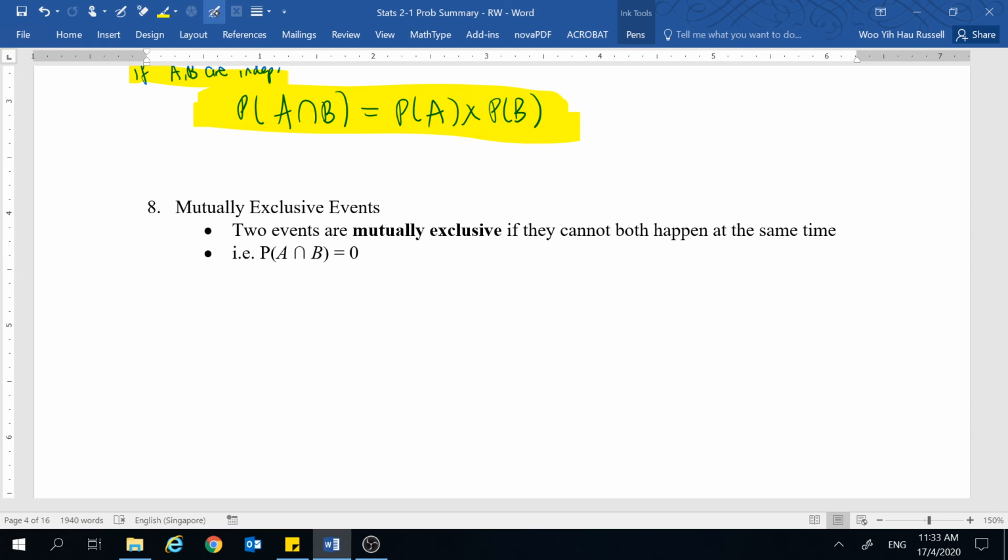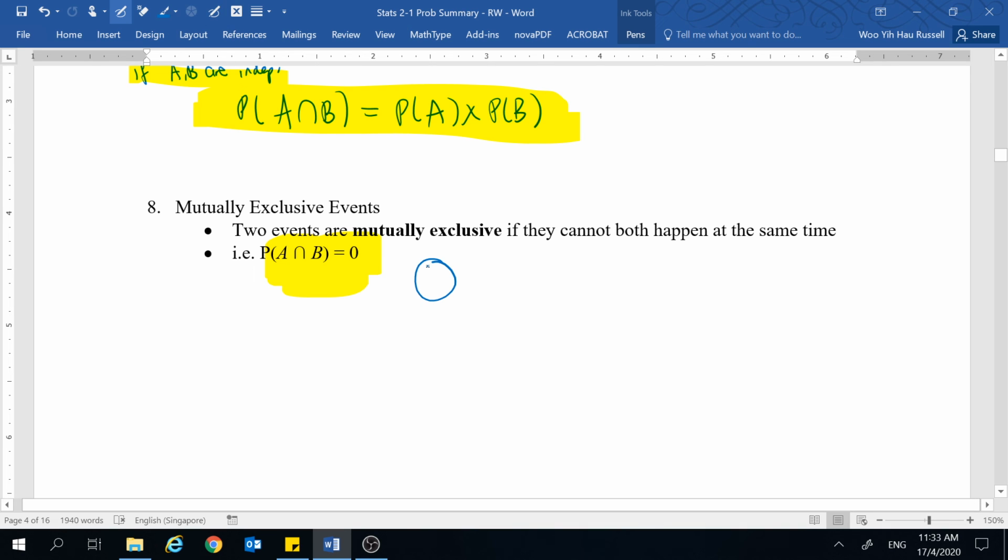And this is the most important. Because A intersect B will be 0, that means you have two distinct regions. This is your A and your B. Your Venn diagram will look like this.